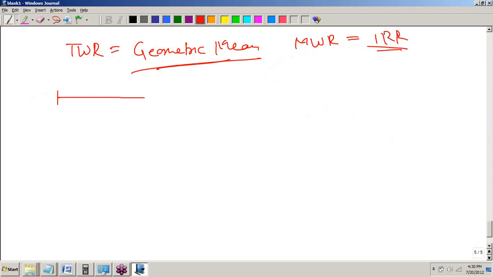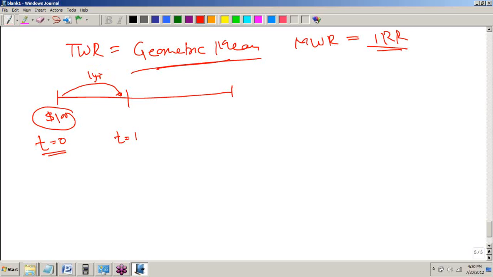As an example, suppose you invested $100 in a stock today, at t equal to 0. After 1 year, at t equal to 1, you are again investing in that same stock. But in this time frame of 1 year, the stock price would have increased. Let's say the price has increased by 10%, so from 100 it has become 110.